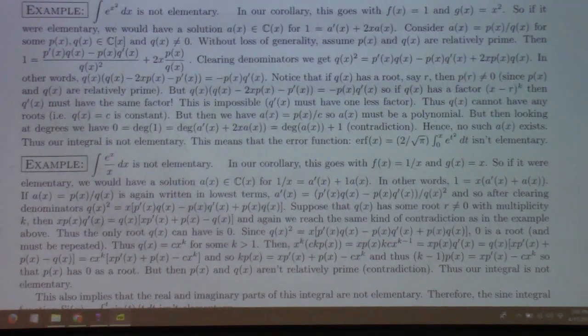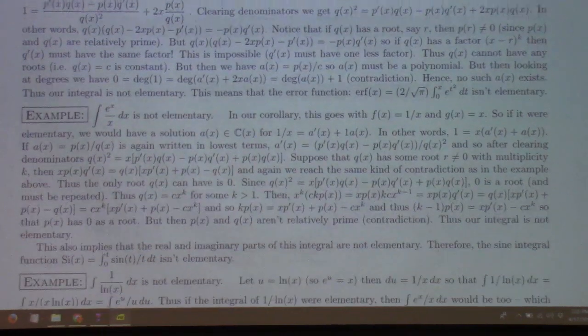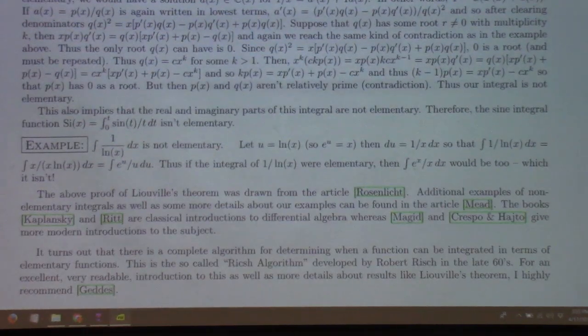So his first example, e to the x squared is not elementary. And here are the details for why it's true. He says basically, if it was elementary, you'd have to be able to solve 1 is equal to a prime of x plus 2x a of x. And he goes through this argument to prove it's impossible. Therefore, e to the x squared is not an elementary function. You can't write the integral of e to the x squared in terms of elementary functions, as you're probably well aware. And he also shows that e to the x over x is not elementary, through some similar argument here. Also 1 over log x is not elementary.